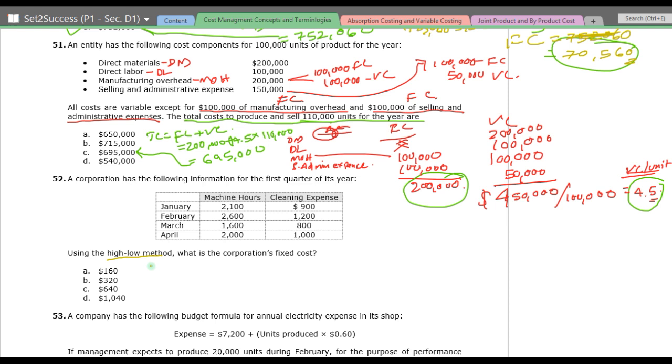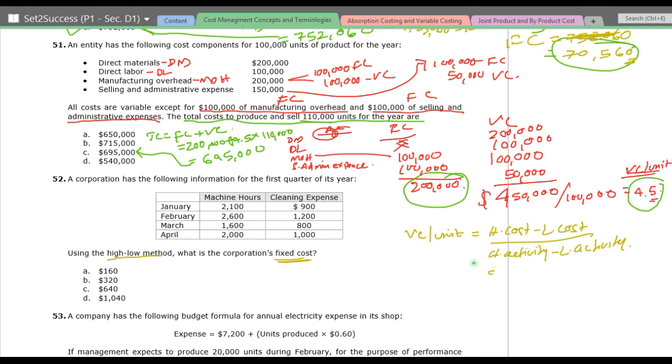So in order to find using the high-low method, first they are asking for fixed cost. So let us find the variable cost per unit. So variable cost per unit is highest cost minus lowest cost, divided by highest activity minus lowest activity.